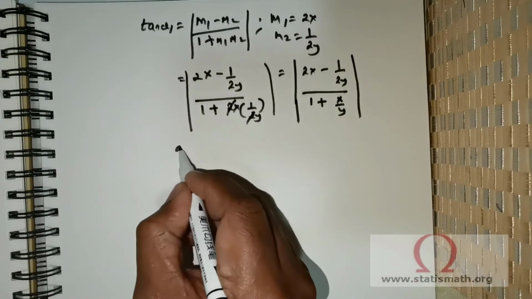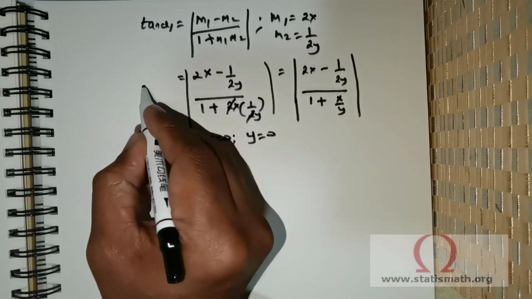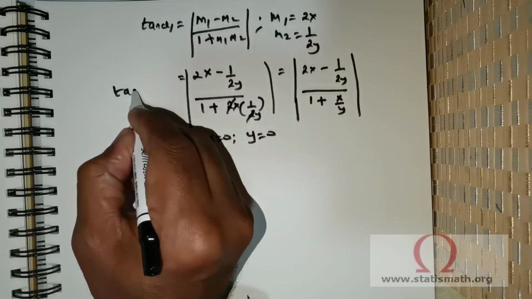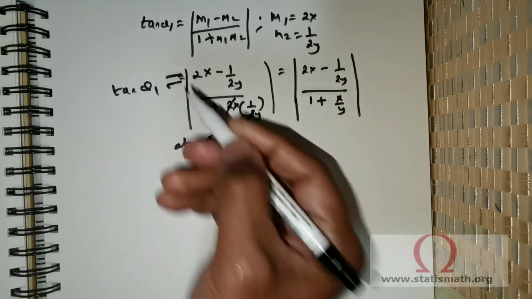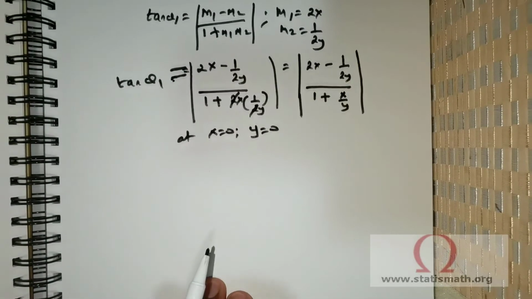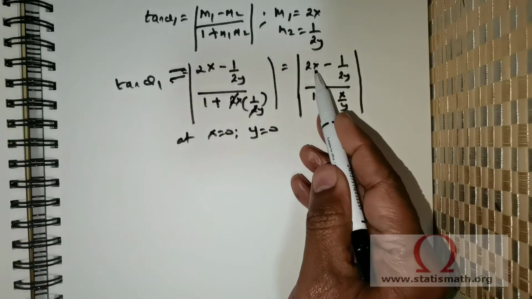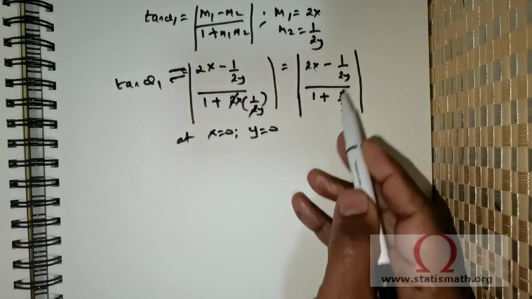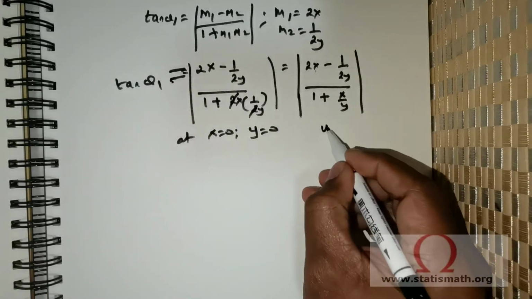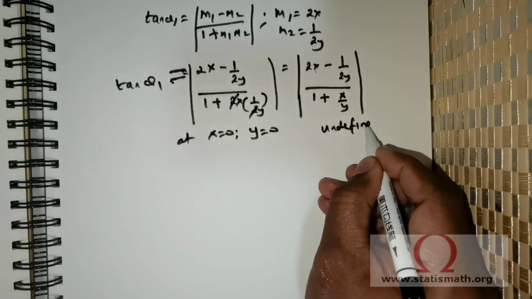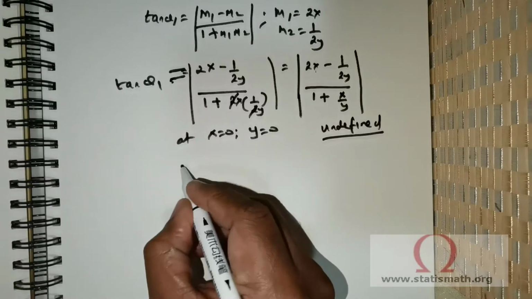Now at x is equal to 0 and y is equal to 0, so obviously this is going to be tan theta 1. Now, if you were to see here, x is 0, y is 0. If you substitute x is 0 and y is equal to 0, you will get a quantity which is undefined. But we don't want that quantity to be undefined. So what are we going to do? We are going to use the concept of limits.